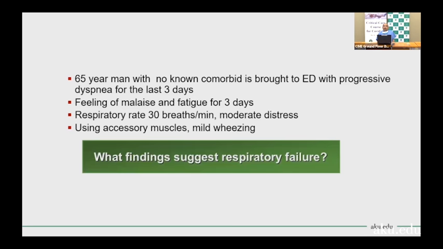So the question is: what findings suggest this patient has respiratory failure? I hope you are all trying to find the answer wherever you are. This patient has many factors in this case scenario: a high respiratory rate, moderate distress, use of accessory muscles, and symptoms for the last few days. So this patient is, of course, typically in respiratory failure.